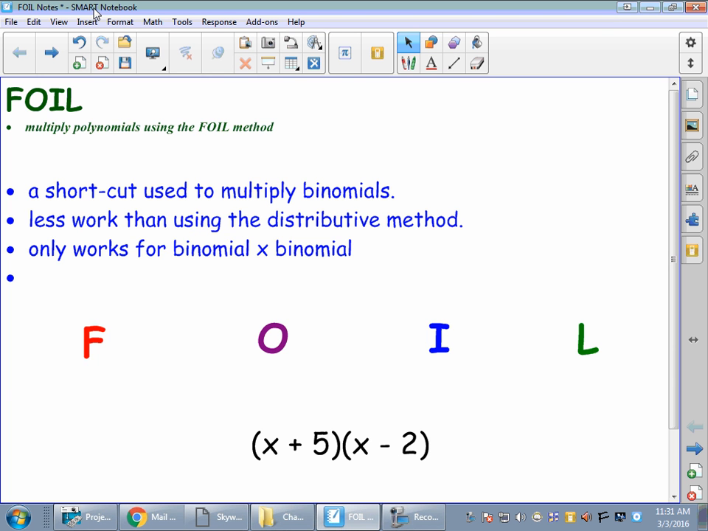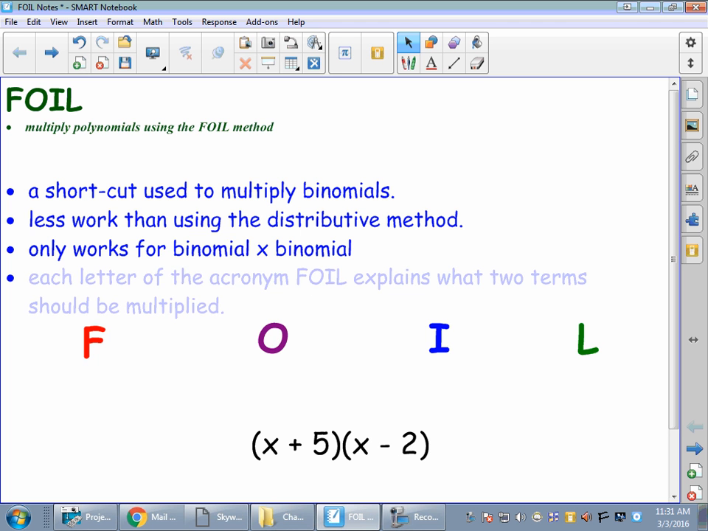And the reason it works, the letters FOIL, F-O-I-L, there are 4 of them. And that means you had 2 numbers from the one quantity times 2 numbers from the other quantity. And that makes 4 total multiplications. So each letter represents what 2 terms should be multiplied in the problem. So it's just an easy way to remember that everybody got multiplied by everybody else.